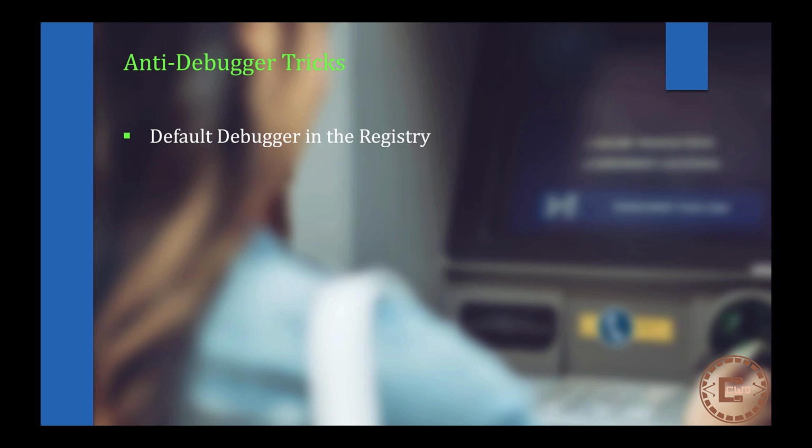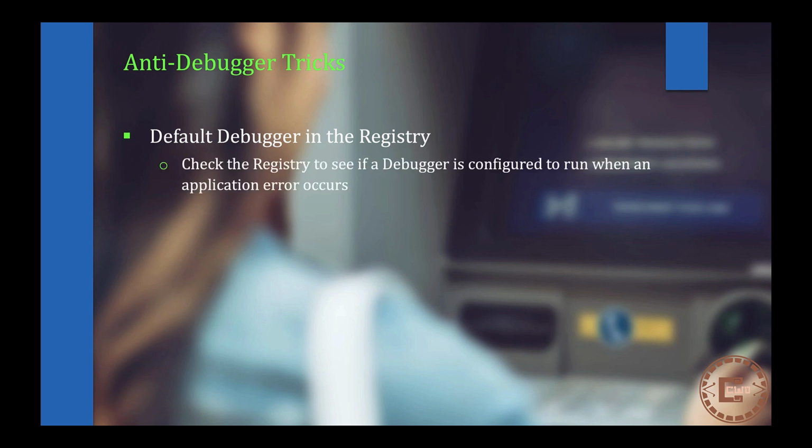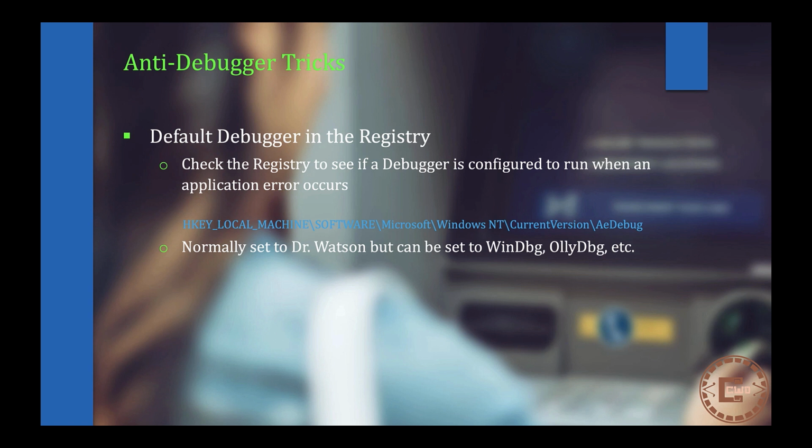Default debugger in the registry. Normally you can configure the registry to see if there is a debugger, and it's going to be opened automatically when an application error occurs. For example, here you have this path in the registry where you can put the AeDebug, the debugger you want to use, and normally it's set to Dr.